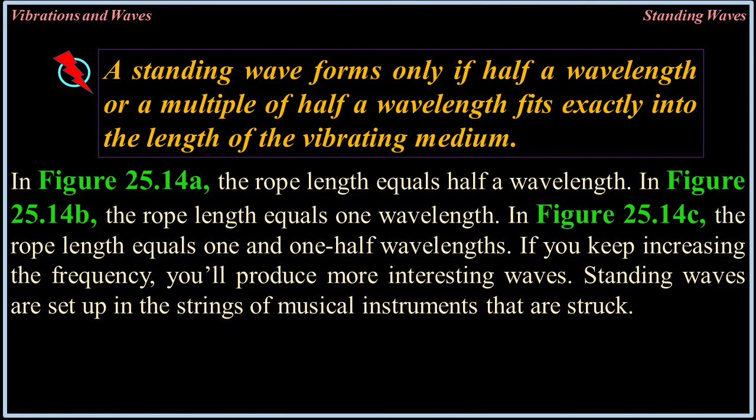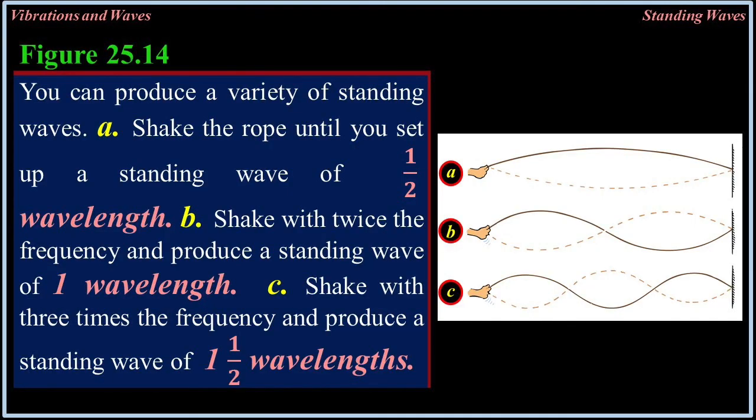A standing wave forms only if half a wavelength, or a multiple of half a wavelength, fits exactly into the length of the vibrating medium. In figure 25.14a, the rope length equals half a wavelength. In figure 25.14b, the rope length equals one wavelength. In 25.14c, the rope length equals 1.5 wavelengths. If you keep increasing the frequency, you'll produce more interesting waves.